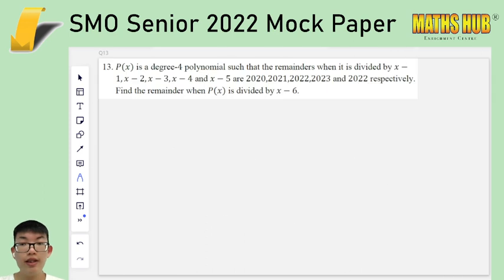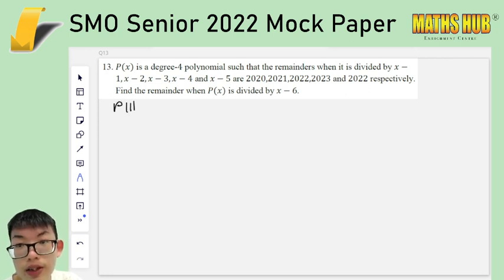Okay, question 13 up next. You're given a degree 4 polynomial p of x and a bunch of remainders when divided by x minus 1, x minus 2, x minus 3, x minus 4, and x minus 5. This is nothing more than the remainder theorem. So really all it is giving us is a bunch of 5 values.